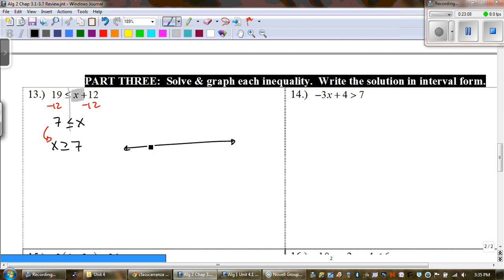We have to graph it. 2 numbers higher, 2 numbers lower. Is it open or closed? It's closed, and we shade to the right. So from that point, I can do my interval notation, which is closed at 7, and it goes to positive infinity.